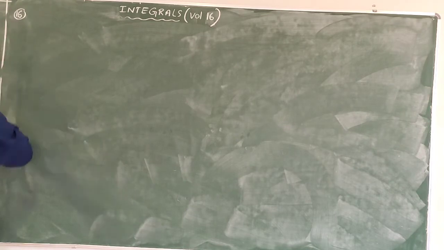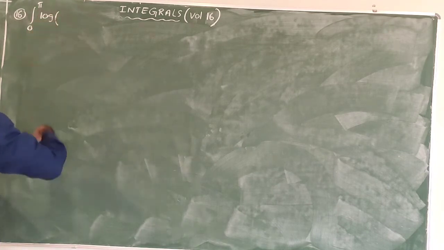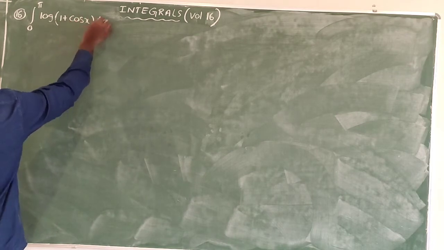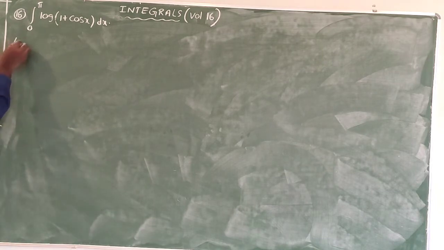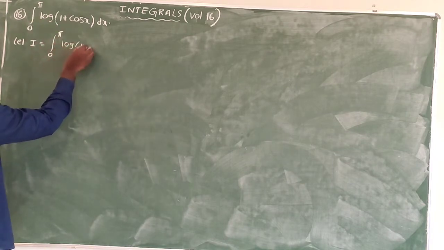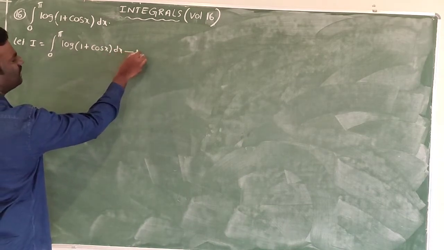In question number 16, evaluate the integral from 0 to pi of log(1 plus cos x) dx. First, let I equal the integral from 0 to pi of log(1 plus cos x) dx. This is equation 1.